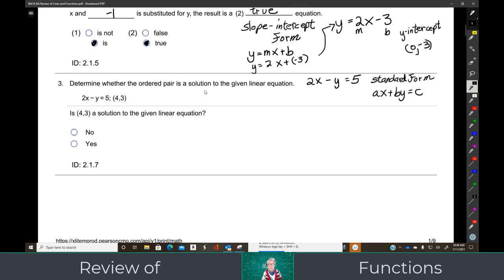Determine whether the ordered pair is a solution of the given linear equation. That means it's a straight line. Remember how you know it's a straight line. The x and the y are both raised to the one power. Linear equations always have both variables raised to the one power.